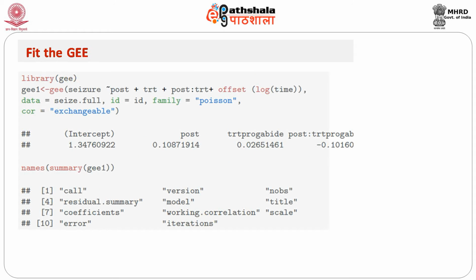So, here I would use GEE1. That is the object in which I would keep my estimates, or the output of the GEE, and then I am using the function called GEE, which is in library GEE. I have called library GEE previously, and the model is seizure explained by post plus treatment plus the post-treatment interaction, and I have used offset log time. Now, I will come to why I have used offset log time, but let us see what the output is.